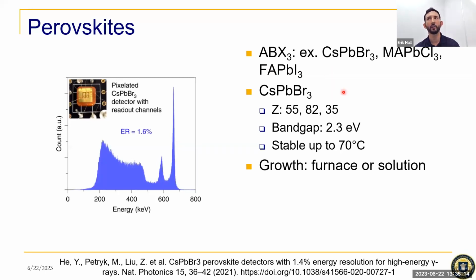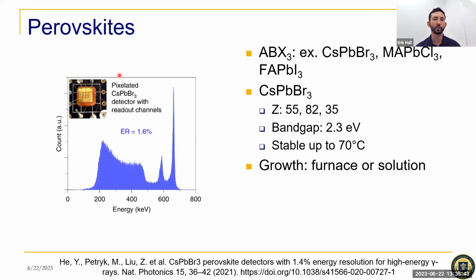We've received a few different samples here in our group, but the majority of the crystals that we test are all cesium lead bromide. So again, it has a very high effective Z, a very good band gap of about 2.3 eV. It's found to be stable up to 70 degrees Celsius, which is really good. Most customers are looking for something that can operate up to like 60 degrees Celsius. So this could fit the bill.